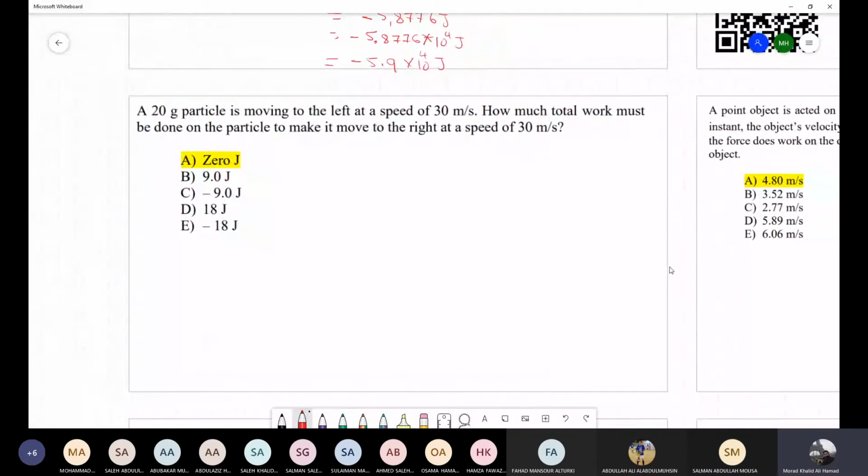Okay. Another question. All of these are exam questions. A 20-gram particle, here we have the mass, is moving to the left in this direction at speed 30 meters per second. So this is V initial. How much total work, he's looking for the work, must be done on the particle to make it move to the right at the same speed? Which means I have a particle moving in this direction. I need to apply work to make it flip and go in the other direction at the same speed.